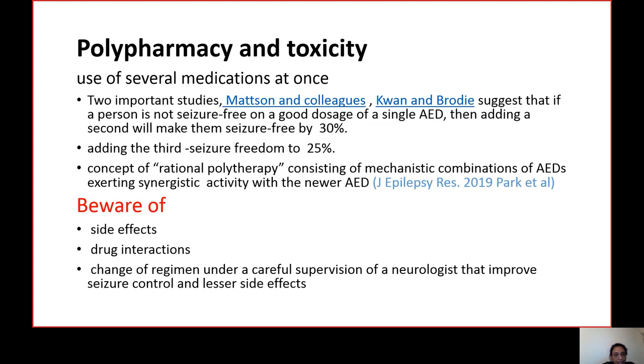But of course, while talking about these multiple anticonvulsants, you have to be aware of the side effects and the drug interactions, and of course, when you are changing a regime, the patient needs to be under careful supervision of a neurologist, and then to tailor the anticonvulsant dose to a particular level, so that it will get the seizure control as well as the side effect profile. So it's basically a balancing between the risk and the benefit.